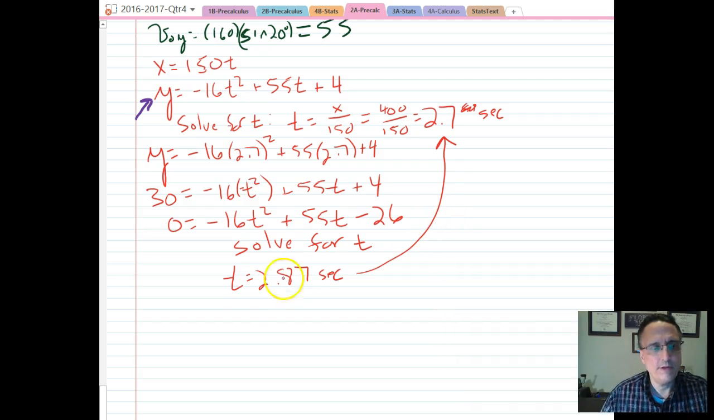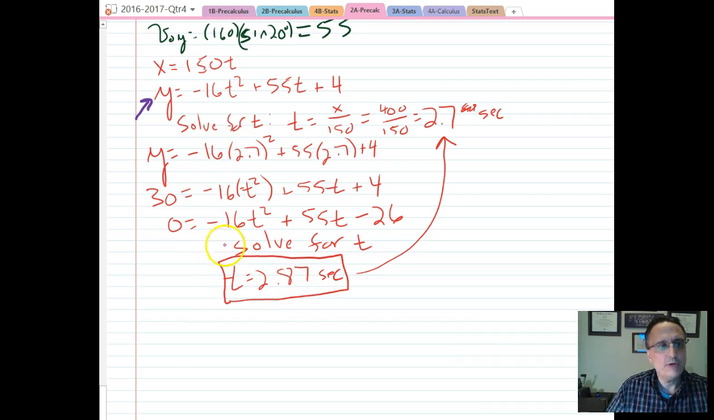Well, I don't know if you can tell what we're going to do at this point, but what we want to do is we're going to take this 2.87 seconds and we're going to go back to the x equation up here. So I'm going to bring this original equation down that looked like this.